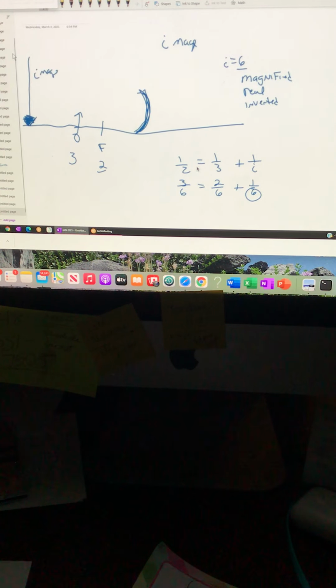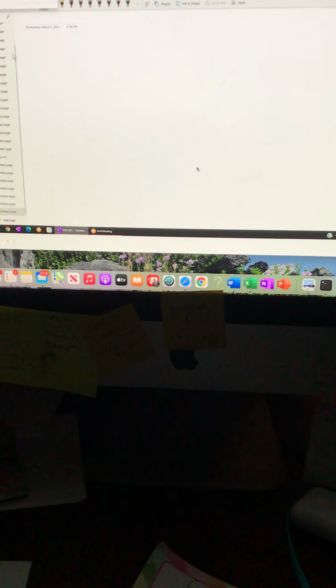Is it real? How do we know? Because that's a 2, that's a 3. The positive means it's real, and we did reals already. Remember, reals were on the left. Good. There's our image. All right, we'll do one more, and then we got to move on. Let's do a totally different thing. Here we go. We got a focal point here, object here. Did I do this one already?